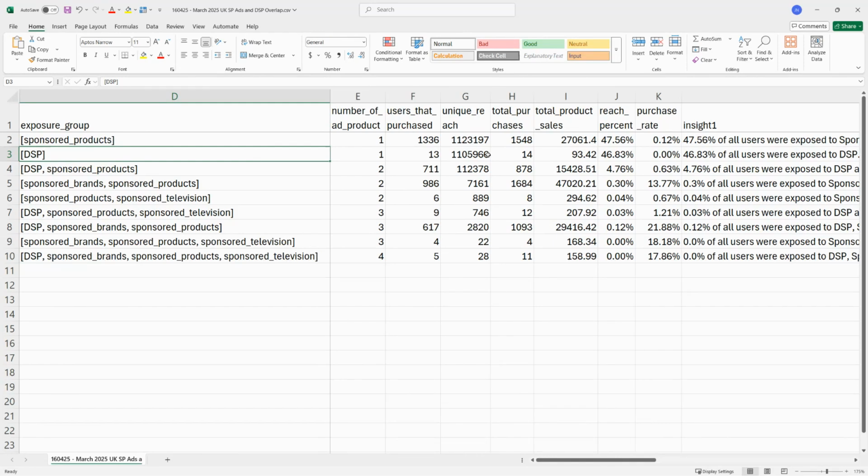But purchase rate was really low because it was a specific campaign created for reach, because we wanted to use some additional value from Amazon during the promotion that we had last month. Anyway, as soon as we ran sponsored products and DSP, you can see that our purchase rate grew significantly, from 0.12% to 0.63%. And that's why DSP is very important.